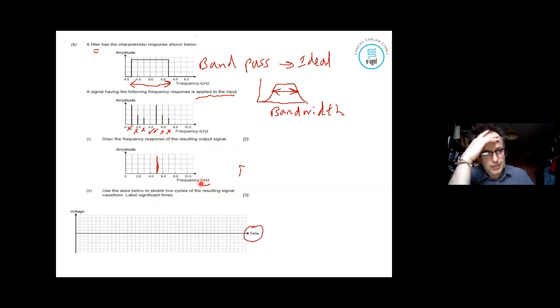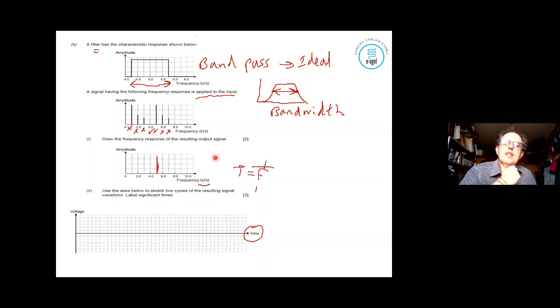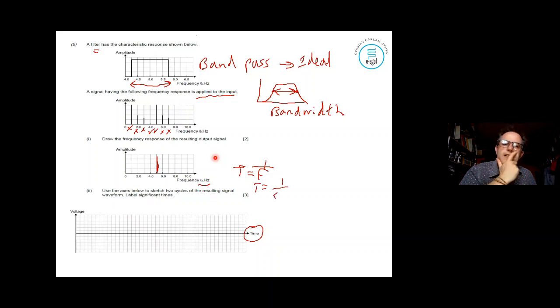Right, it's at kilohertz. Okay, so that is 5K. So what I'm going to do is work out the time period for this particular frequency. Sketch the graph. Okay, so it's asking us to draw 2 cycles. So time is 1 over frequency. Remember that equation. So we have time, and that's 0.2 milliseconds.